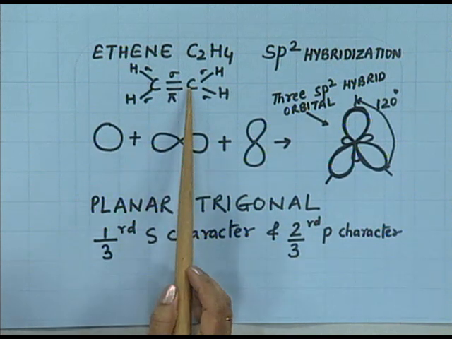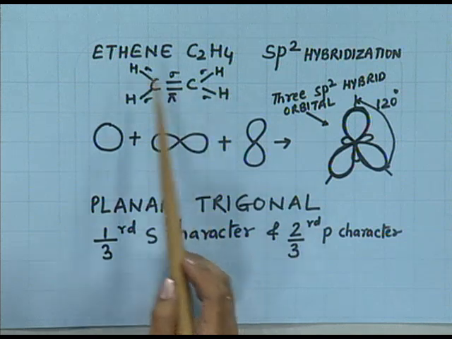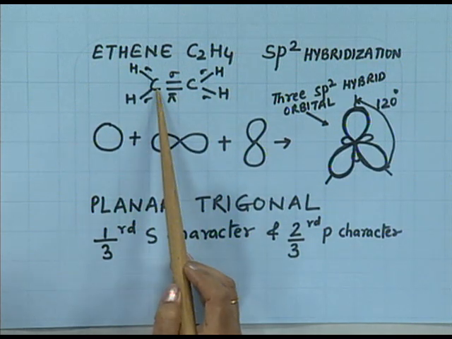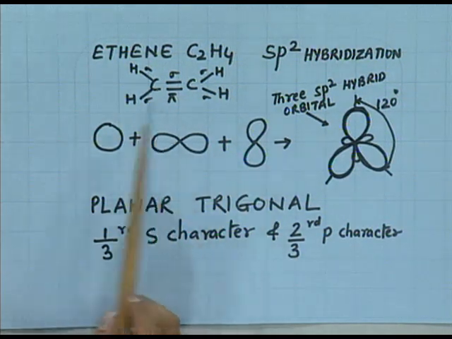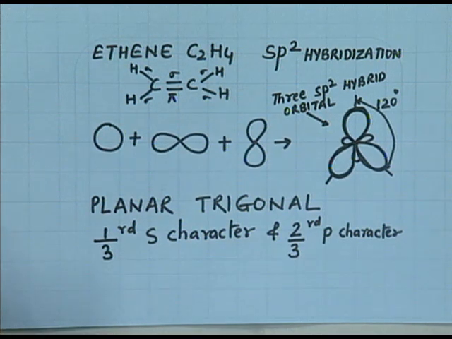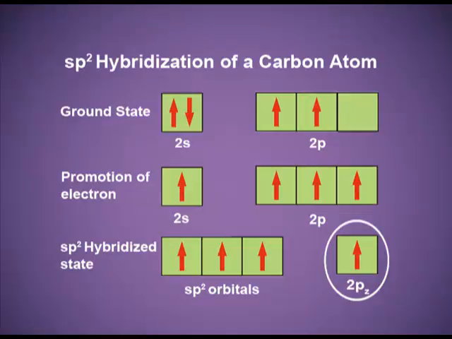The two carbons are attached to 2 hydrogen each. Now in ethene, again you can see that the atomic number of the carbon is 6. Its electronic configuration is 1s2, 2s2, 2p2. In the ground state electronic configuration, carbon has only 2 unpaired electrons, but carbon shows covalency of 4. It is tetravalent. Then how does it show the tetravalency?